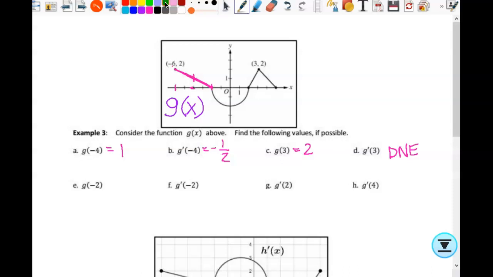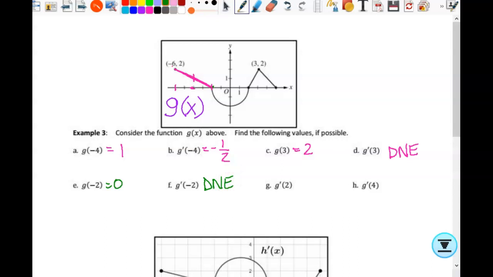All right. Are we ready to talk about them? All right, g of negative 2, do I get to pull that right off the graph? Yes, g of negative 2 is what? 0. All right, g prime of negative 2. So if I'm going to have a value, then that means this has to be differentiable. Is it differentiable right here? No. So my answer is does not exist. Because basically I can't find a slope there, right?